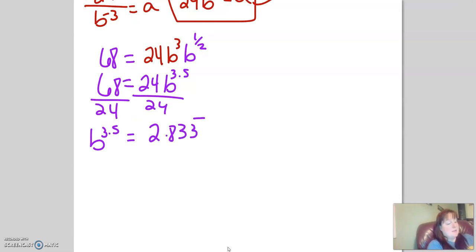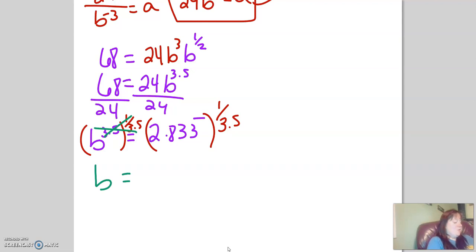And then I need to get rid of that exponent. So to get rid of 3.5, I have to raise it to the 1 over 3.5 power, because I want those exponents to cancel out. And if I raise that to the 1 over 3.5 power, I also have to raise the other side. Now remember, when I multiply these two exponents, they become 1, and I'm just going to end up with b. And then I have 2.833 to the 1 over 3.5 power. Okay, so I get that my b value is about 1.346567. So I'm going to store that in my calculator.